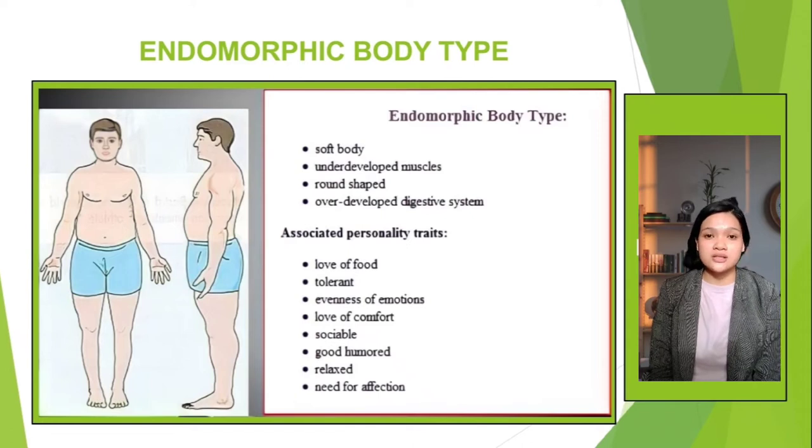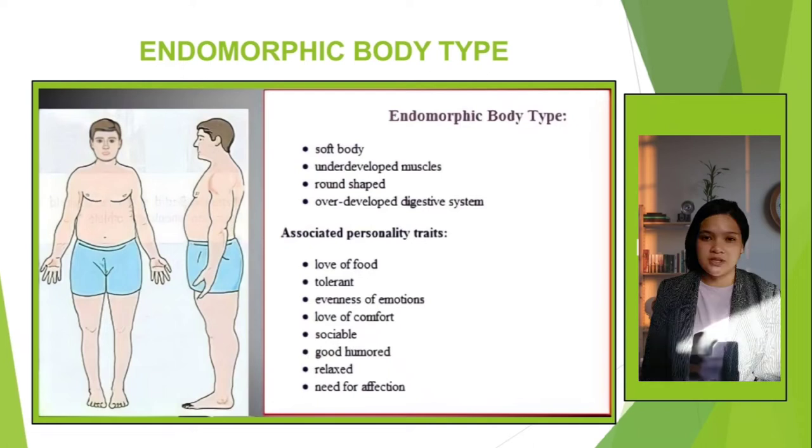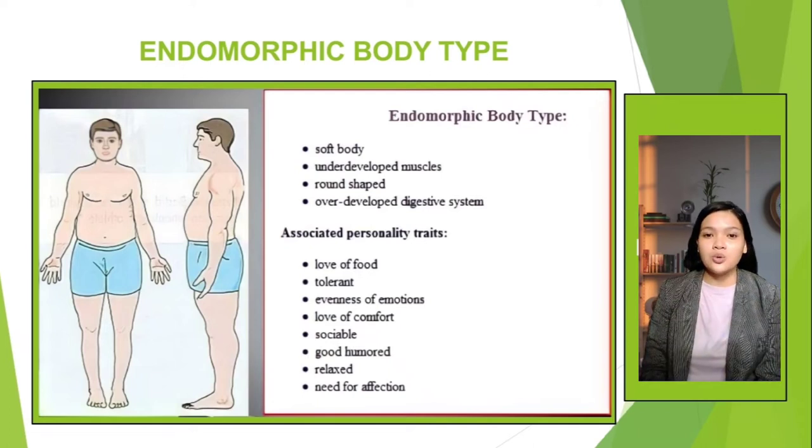As you can see on this slide, there is a man having a big, malaking tiyan, and a body fat type. So, ano nga ba ang katangian nito? It is a soft body, underdeveloped muscle, round shape, overdeveloped digestive system. And ang karaniwan namang personalidad ng mga ganitong tao ay love of food. Dahil nga sa mataba sila, mahilig sila kumain. Tolerant, evenness of emotion, love of comfort, sociable, good humored, relaxed, and need for affection.